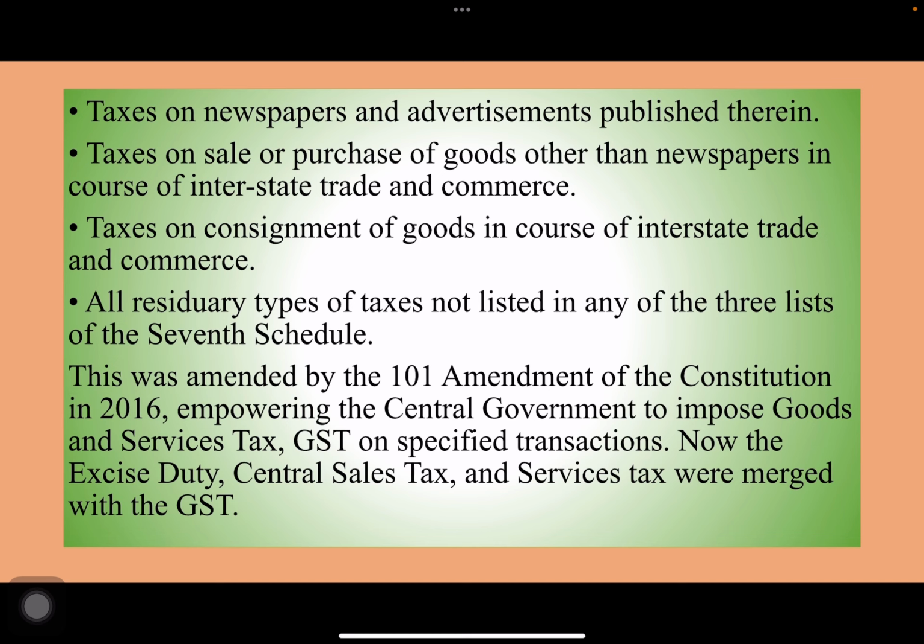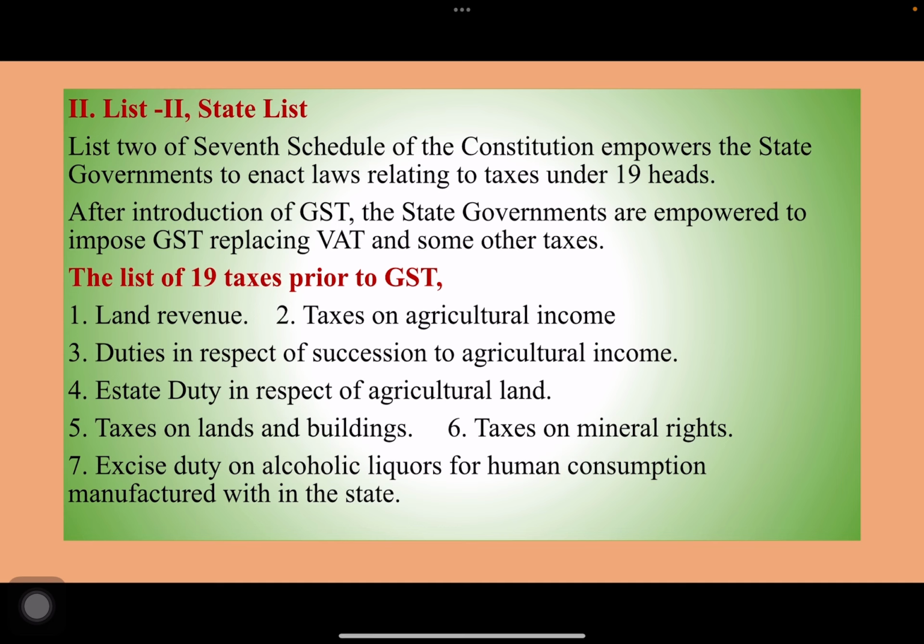Then taxes on newspapers and advertisements published there, taxes on sale and purchase of goods other than newspapers in course of interstate trade and commerce, taxes on consignment of goods in course of interstate trade and commerce, all residuary types of taxes not listed in any of these three lists in the 7th schedule. This was amended by the 101st Amendment of Constitution 2016, empowering the central government to impose GST on specified transactions. Now, excise duty, central sales tax, service taxes were merged with GST, that you have to note down.